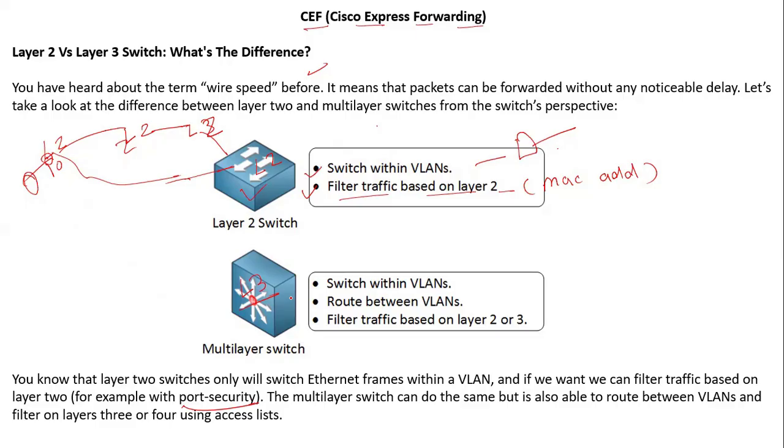On a layer 3 switch, you can switch within a VLAN, and route between VLANs. If you have multiple VLANs, you can route between the VLANs as well with the help of an L3 switch. Filter traffic based on layer 2, layer 3 and layer 4 also. How? You can configure the ACL, and which IP you want to filter or block or allow, with the respective port number. With the help of ACL you can filter the traffic based on layer 3, layer 4 and layer 2 as well.